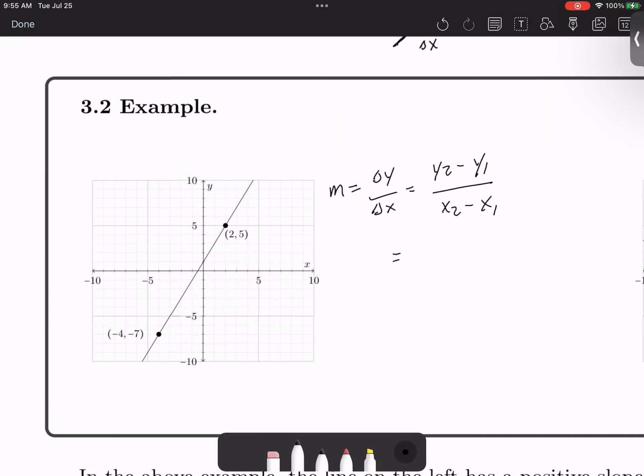All right, so now I just need to be careful about where I put the points. So this y value, y2, has to be the y value for that x value, x2. And in the same way, y1 and x1 provide a point. So let's let y2 and x2 be the 2 and the 5. And the x1 and the y1 will be the -4 and the -7.